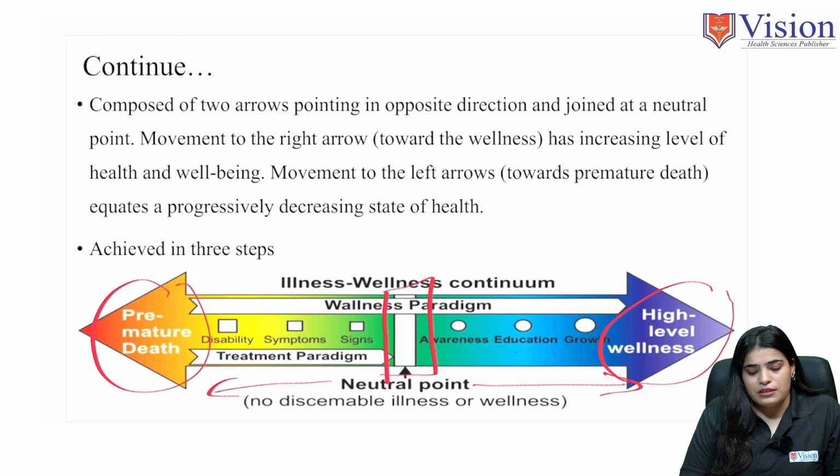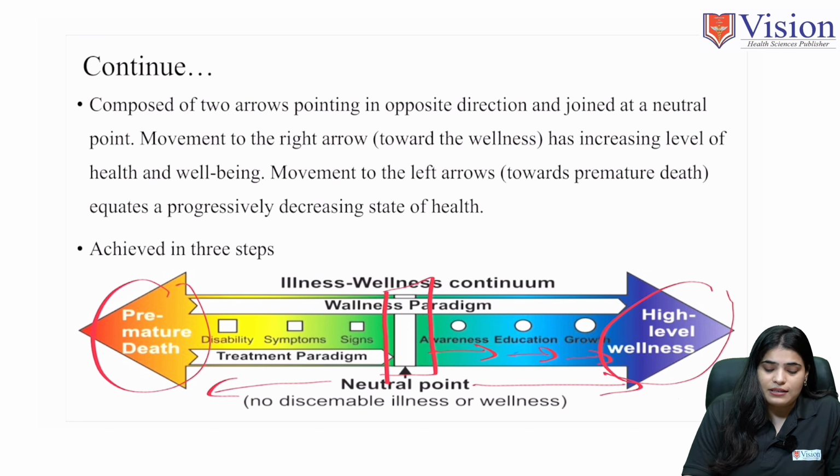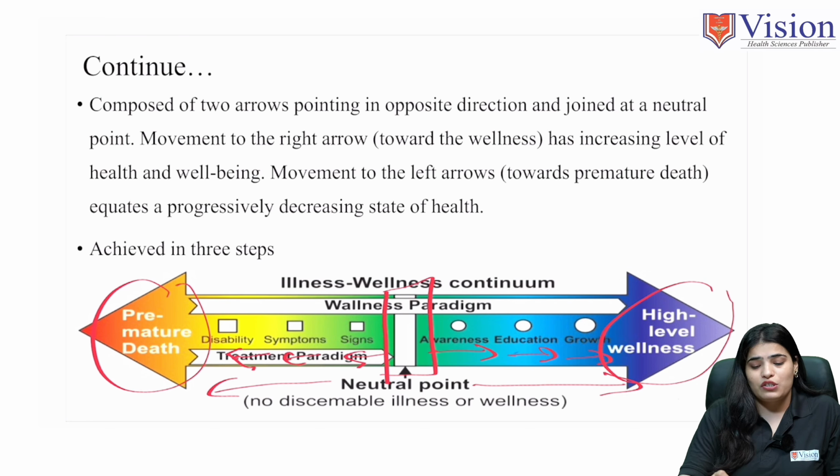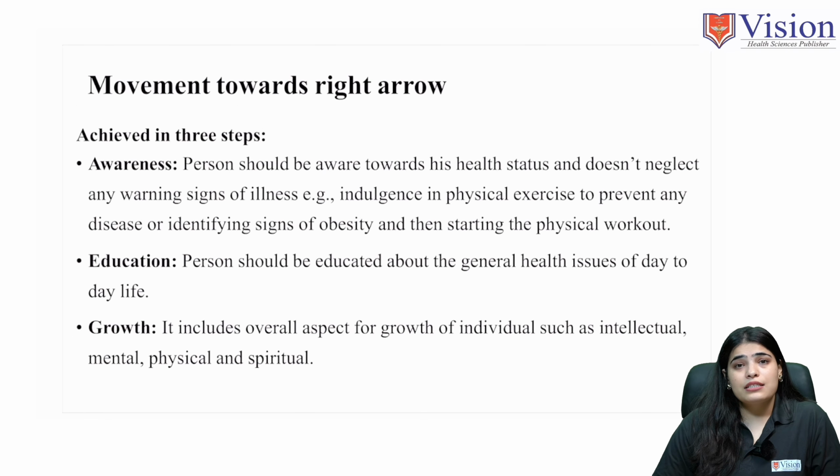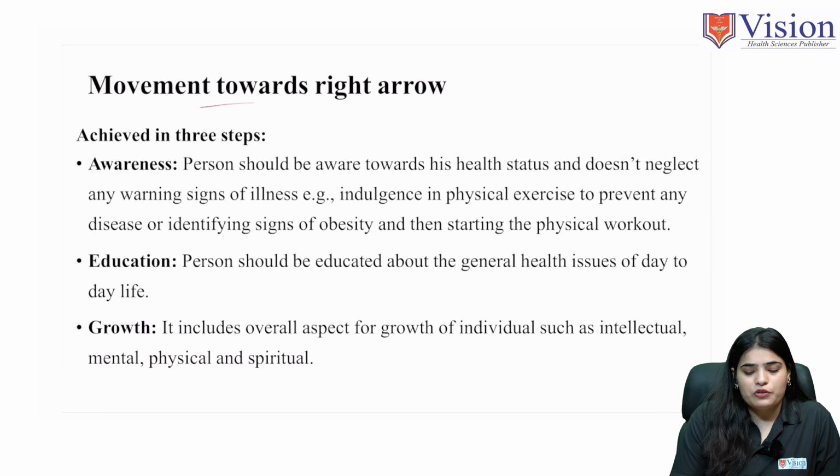After that, on the right side, there is awareness, education, and growth. And on the left side, there are signs, symptoms, and disabilities. These are the components of this health and illness continuum. So let's discuss these components. In health illness continuum, first we are moving towards the right arrow.